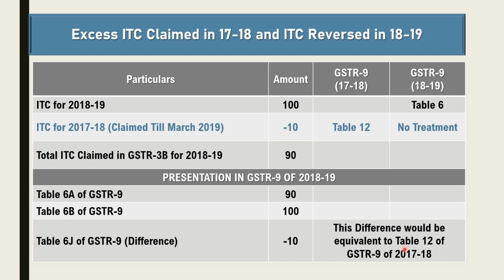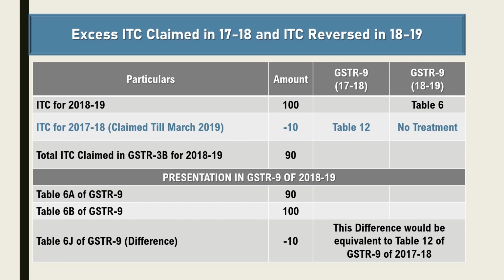My officer might ask me that your table 6A has been auto-populated with 90 rupees, but you have reported 100 rupees in 6B. Why this 100 rupees? Why this excess ITC of 10 rupees? I can easily explain that this difference of 10 rupees can be vouched or verified from table 12 of GSTR 9 of 1718.